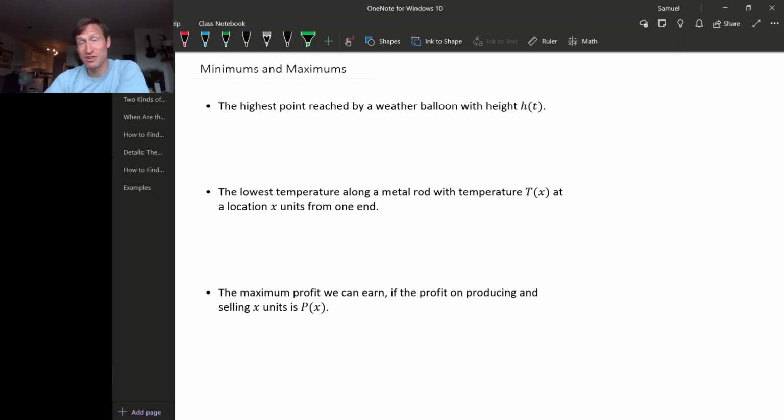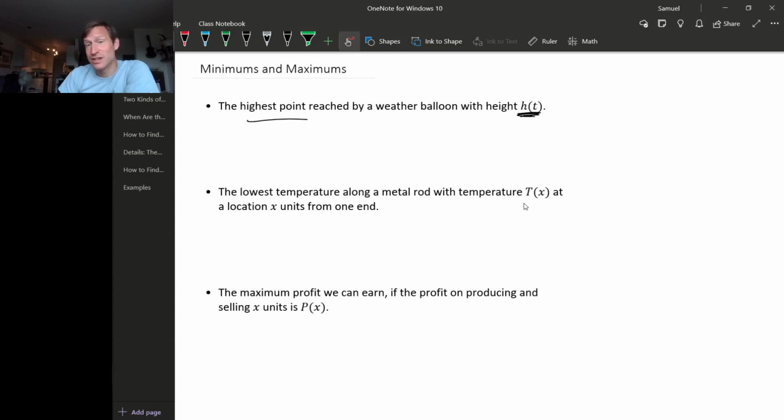No matter what kind of function you're working with, it's often important to know the minimum and maximum values that the function produces. So for example, if you have a function that represents the height of a weather balloon as a function of time, you might want to know how high that weather balloon gets, and that would be the highest point, the maximum output of this function h of t.